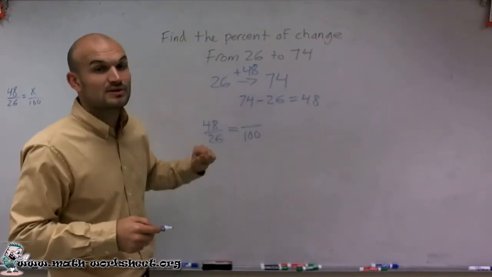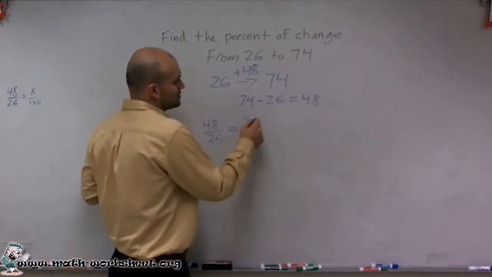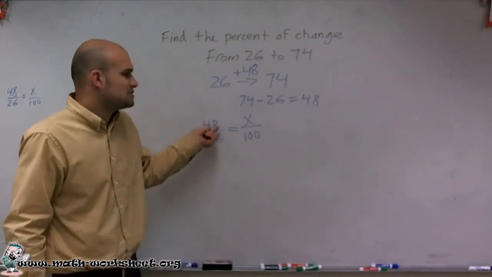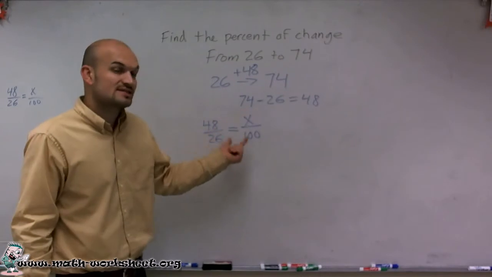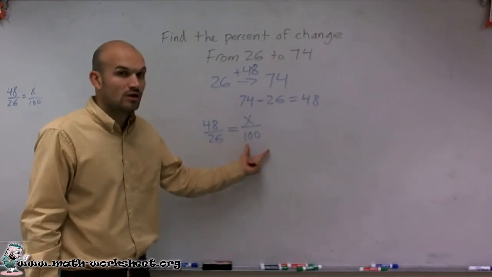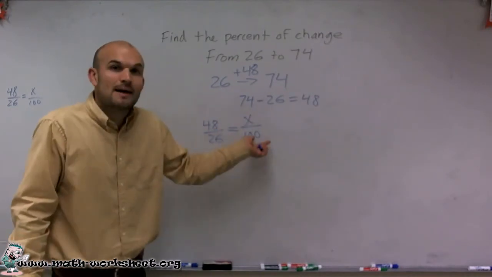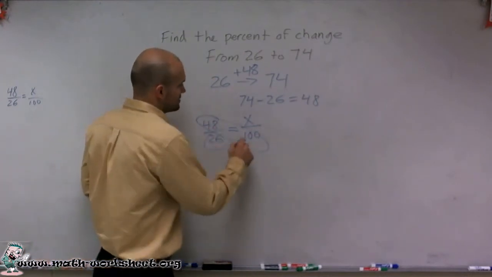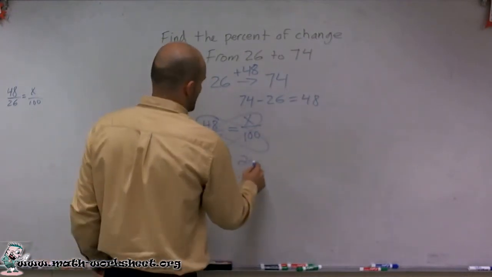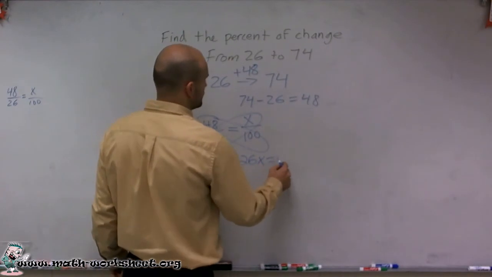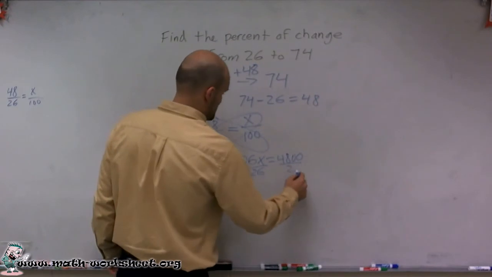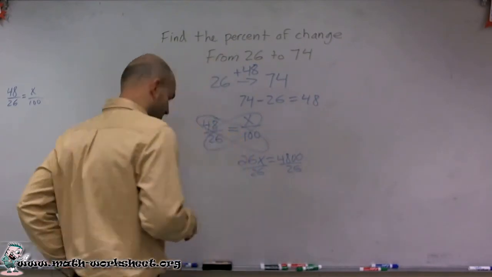However, if we want to find the percent of change, what we want to find is, if the whole is 26 and now I have a change of 48, in percentage form, when we have a whole of 100, what is going to be my percent of change? To solve this, we're going to cross multiply. So I have 26 times x equals 4,800. Divide by 26 on both sides.